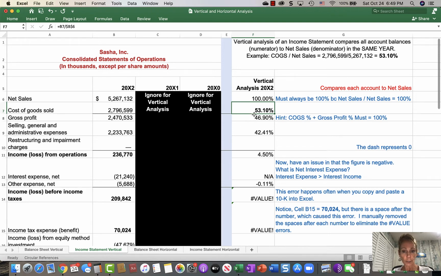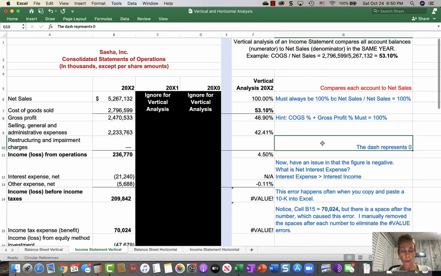Therefore, the gross margin has to be, well, there's two ways to figure it out. One way is to take 100% and subtract out cost of goods sold, because that would be the answer of gross margin or gross profit. The other way is to take 2,470,533 and divide it by net sales. And that will also give you the same percentage. Notice that gross profit or gross margin plus cost of goods sold always has to equal 100%. So that's the little hint there.